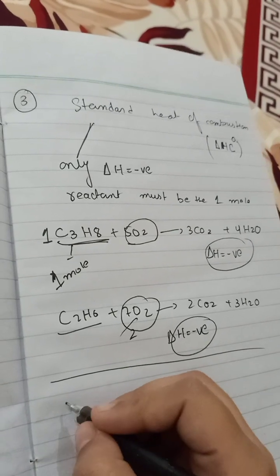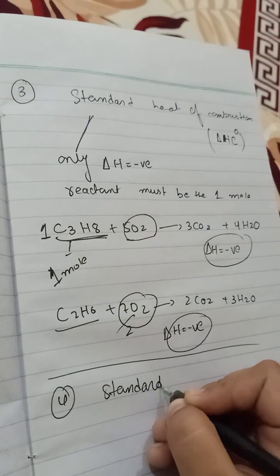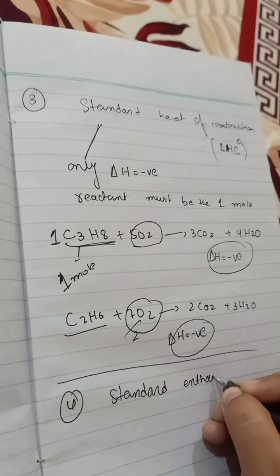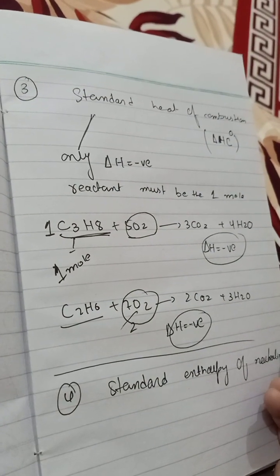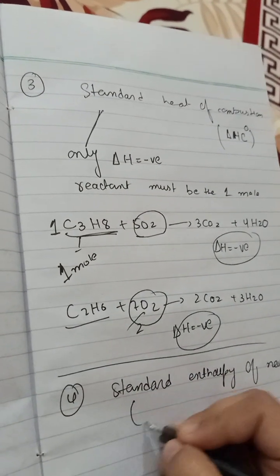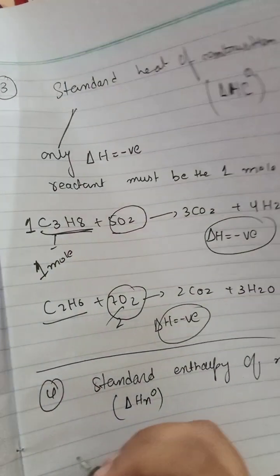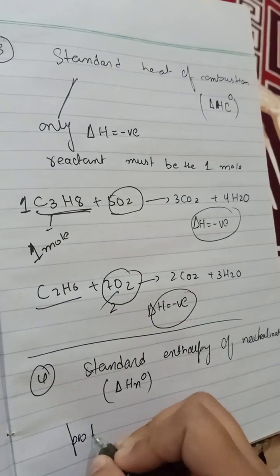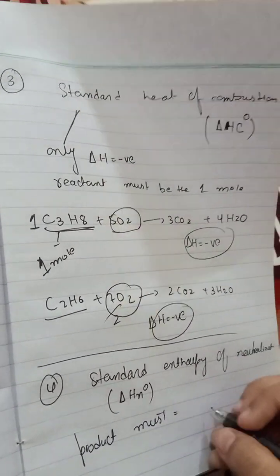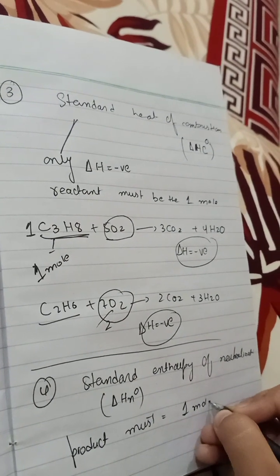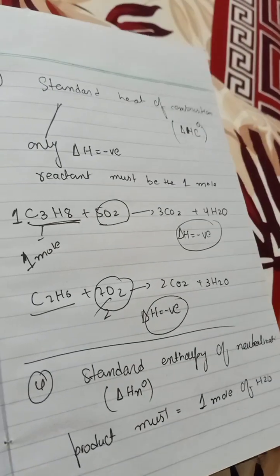Next I'm going to discuss the standard enthalpy of neutralization. I can write here ΔH is equal to ΔH naught. Here the condition is that the product must be equal to 1 mole of H2O. The product should be 1 mole of H2O.